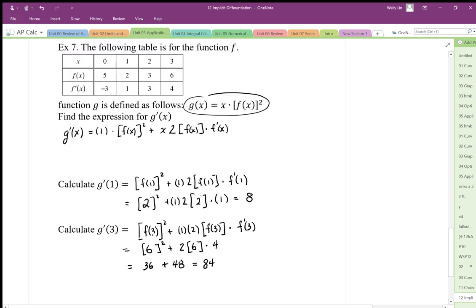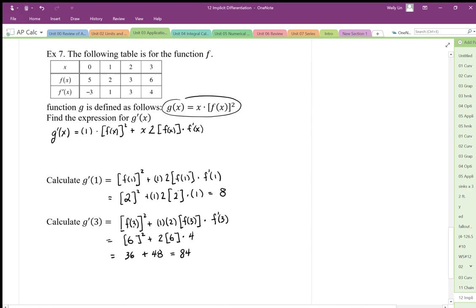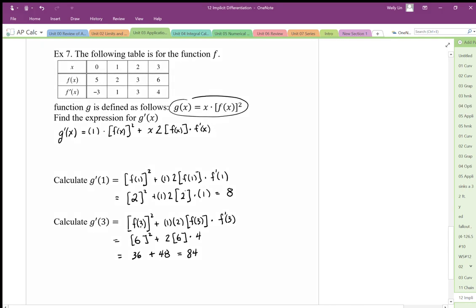Okay, so this is using tables and notation to be able to work out derivatives.